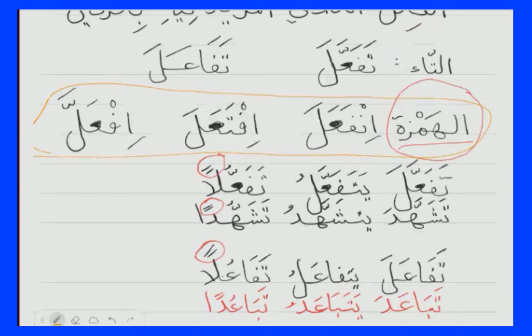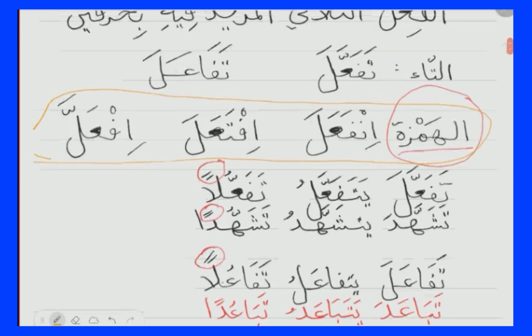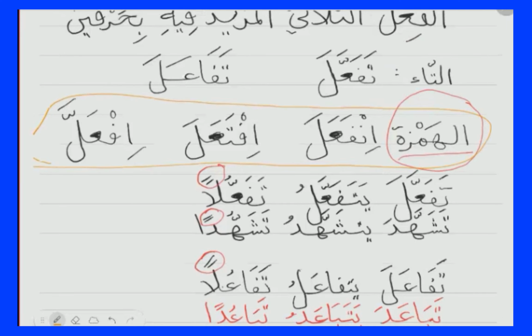And with 3 letters also. Not 1 letter though. You don't find Hamzat al-Wasl in thulathi mazidun fihi biharf, triliteral verb with 1 extra letter. We did not encounter any Hamzat al-Wasl, right? We said fa'ala and fa'ala and af'ala. That's a Hamzat al-Qat'. So it's not there. The command for the thulathi mujarrad, you can find it there, Hamzat al-Wasl.